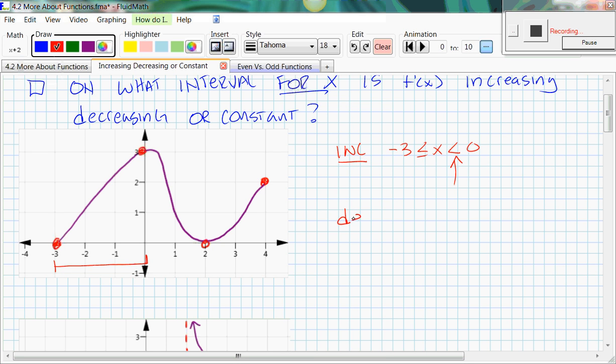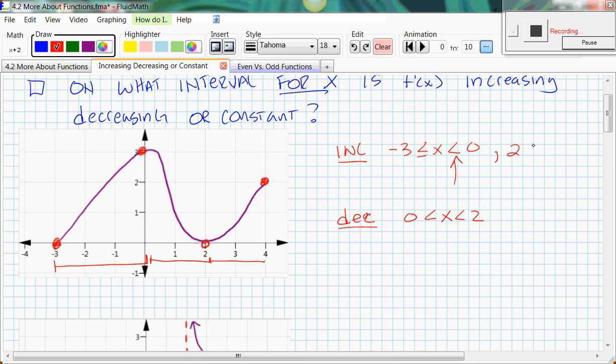So it's decreasing from here all the way to here, so from 0 to 2. So it's decreasing when x is 0 less than x less than 2. Okay? So it's decreasing from 0 to 2, and then again it's increasing from 2 to 4, so I can add that to here.